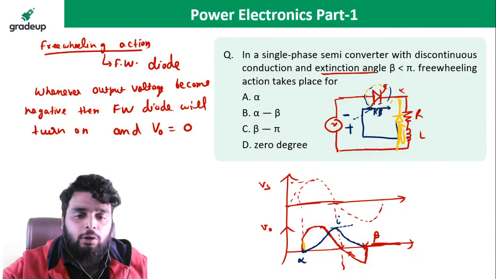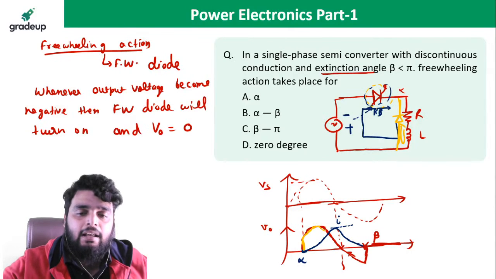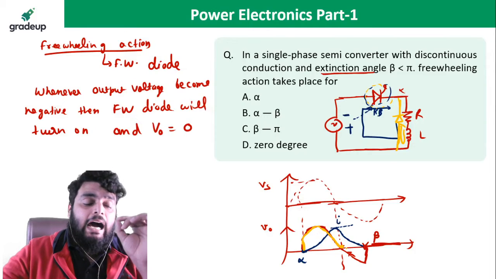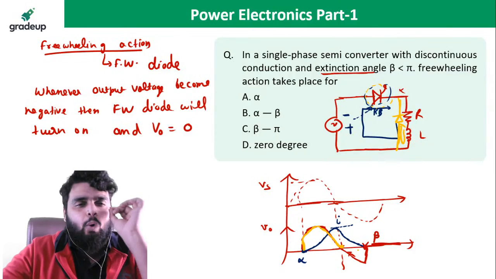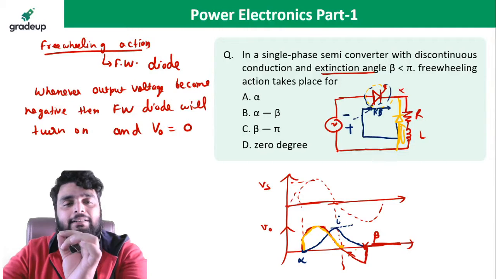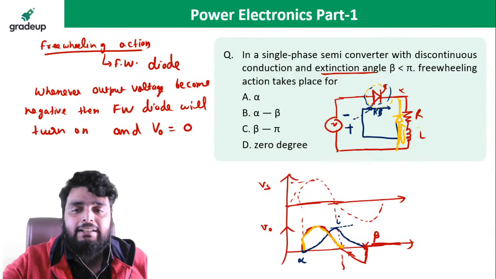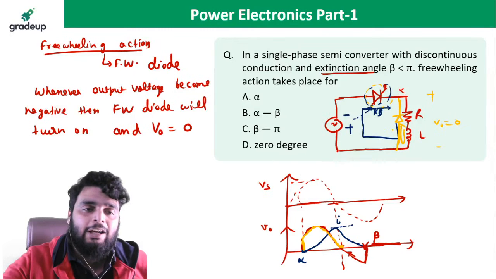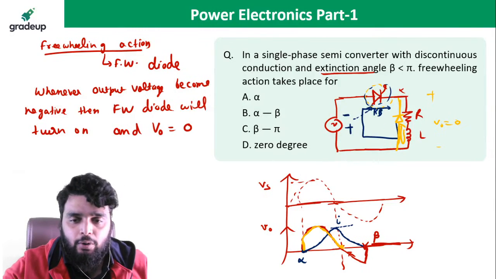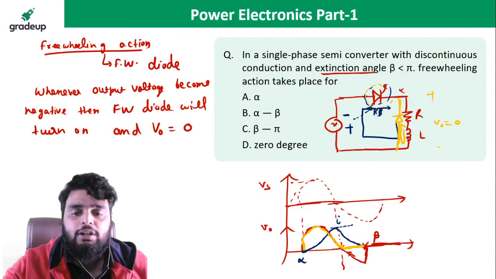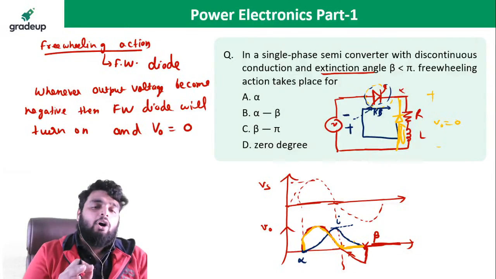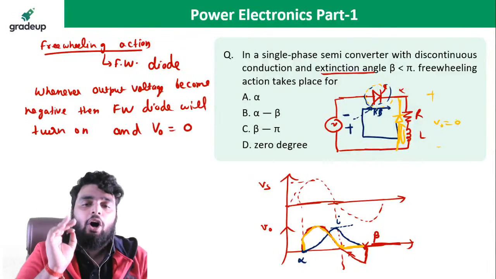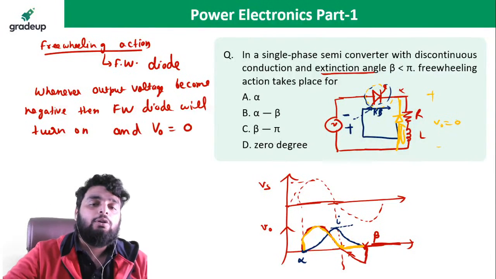The output voltage will start from alpha, reach to pi, and when the output voltage becomes negative, at that point your diode will start conducting. And if the diode starts, what is the output voltage? It will be 0. Why? Because diode will act like a short circuit. तो यहां से लेकर यहां तक आपका आउटपुट वोल्टेज क्या हो गया? 0 हो गया.